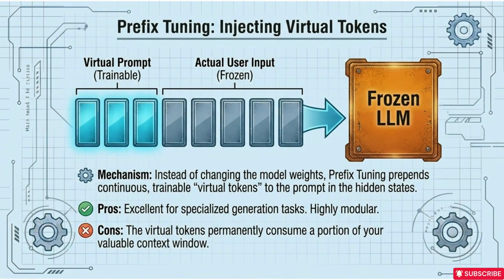Prefix tuning works in a different way. Instead of changing model weights, it adds trainable virtual tokens before the actual input. These virtual tokens guide the model's behavior. Think of it like giving the model hidden instructions before every prompt. The base model remains frozen, and only the prefix parameters are trained. This method is lightweight and useful for controlled generation tasks. However, the prefix consumes part of the context window, so there is a trade-off.